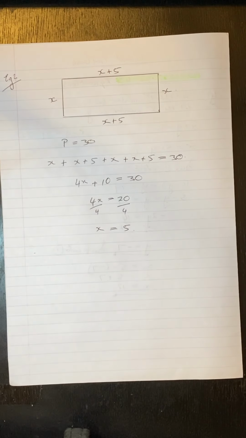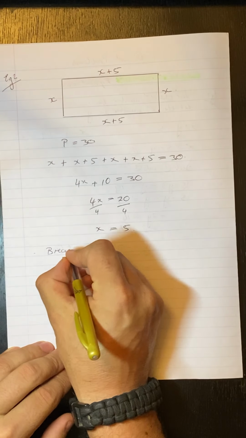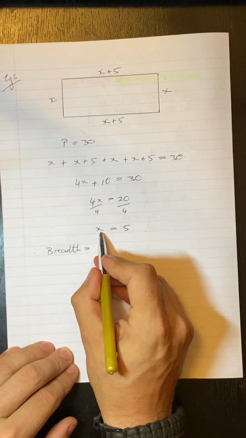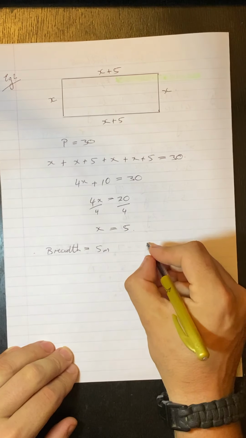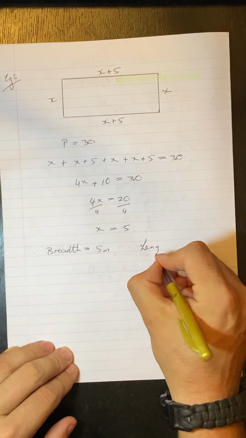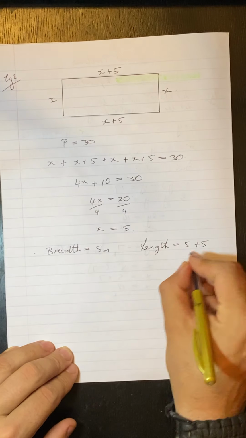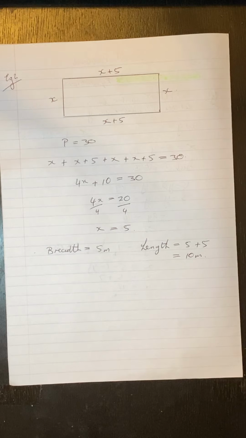The question was, calculate the length and the breadth. Well, the breadth we said was x, and x is 5. So we know that the breadth is 5 meters. Now, to work out the length, we know that the length is x plus 5, and our x is 5. So we have 5 plus 5, which gives us 10 meters.